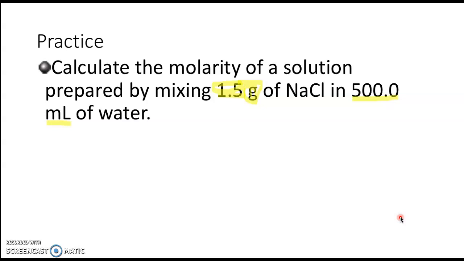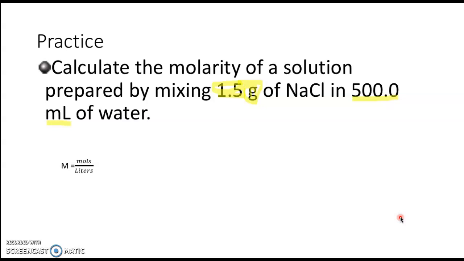Alright, one more practice problem for molarity. So, calculate the molarity of a solution prepared by mixing 1.5 grams of NaCl and 500 milliliters of water. Very easy, very simple. Once again, they're asking me to calculate the molarity. So there's my molarity formula. Molarity equals moles over liters. Now, because they gave me my grams, I can use my mole calculation to find my moles.